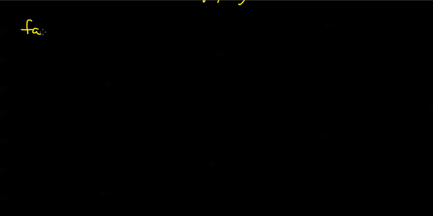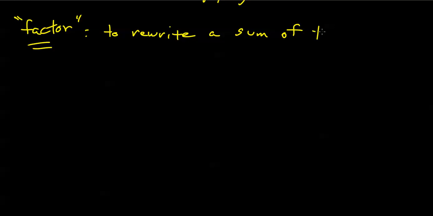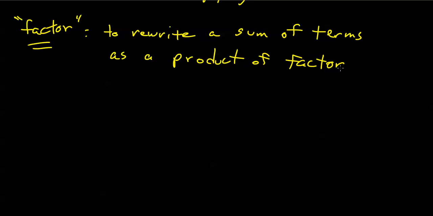Let me talk about the word to factor. Now, to factor in a verb sense means to write or rewrite equivalently a sum of terms as a product of factors, hence the word factoring. A factor is an element of a product, where a term is an element of a sum. Alright, you can see that's what we did in our first example. Let's look at another one.